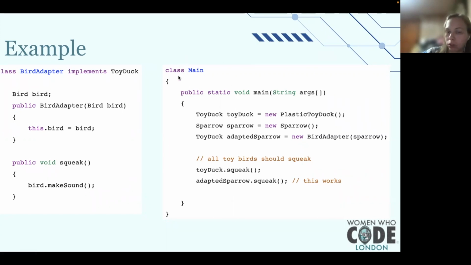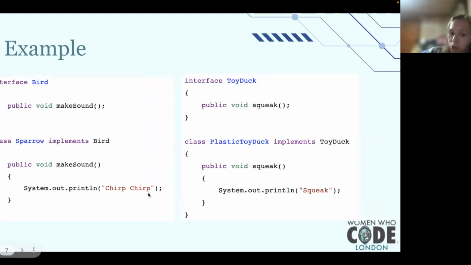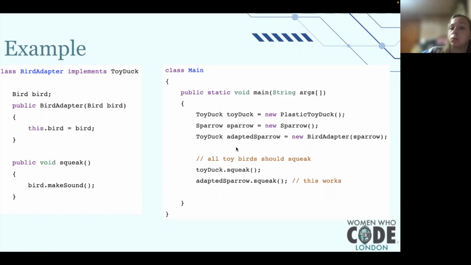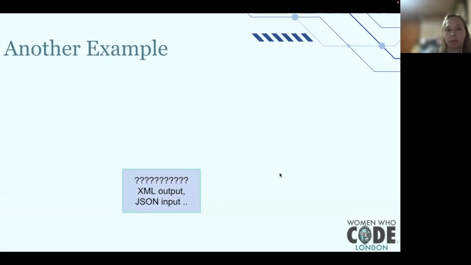So now we can write down our program like that. We create a toy duck, just like we did before. We create our sparrow. And now we are adapting a sparrow. See, we create an adapter and we put the sparrow inside. And now the adapted sparrow can squeak. Underneath, yes, it will still make sound. It will still chirp, chirp. But from the point of view of our program, it squeaks. Basically, that's it. That's everything that adapter does.